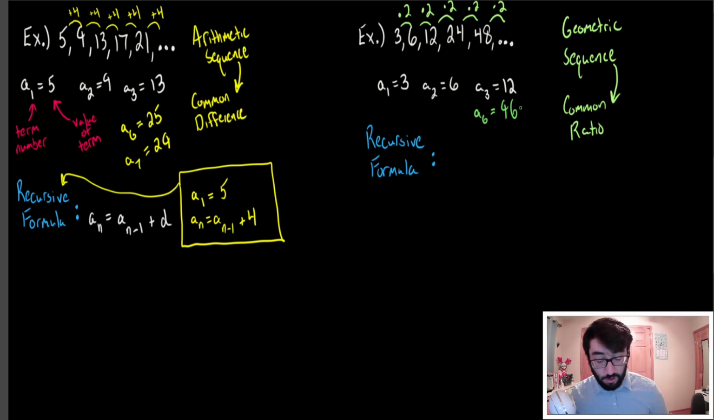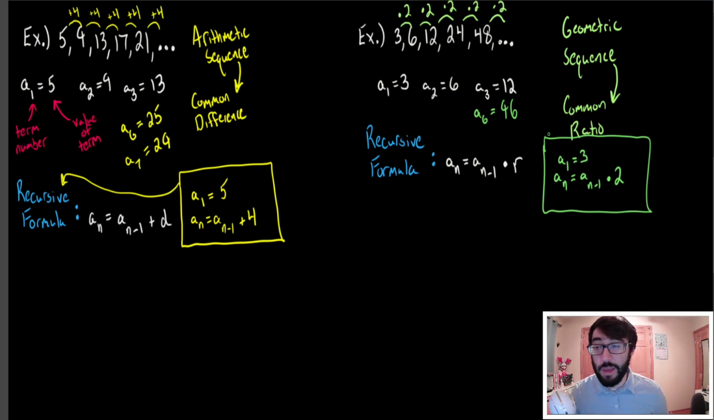So the formula is going to look very similar. It's going to be a sub n is equal to a sub n minus 1. Remember, we're just finding the previous term, and we're multiplying by r, our common ratio. This is the generic recursive formula. We need to write it for our specific sequence. Well, that would be a sub n is equal to a sub n minus 1 times 2, because our common ratio is 2. And once again, we need to state what the first term was to say where this sequence started, and it started at 3. So this would be the recursive formula for this particular sequence.